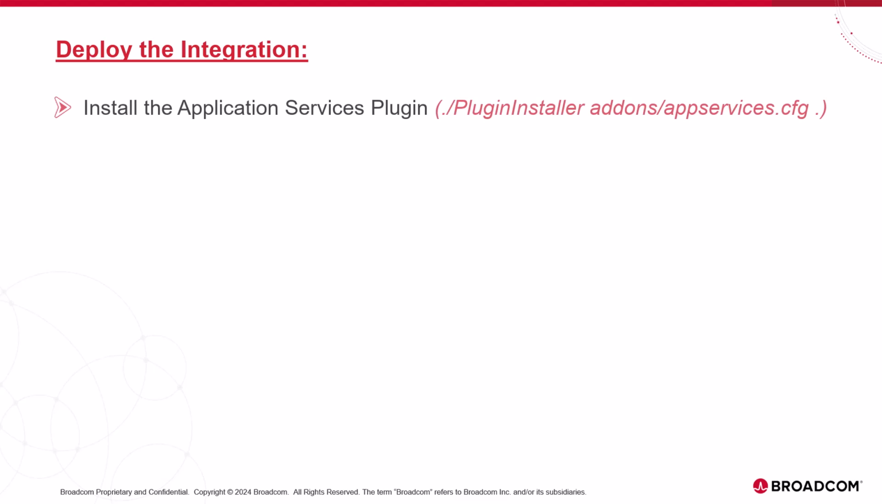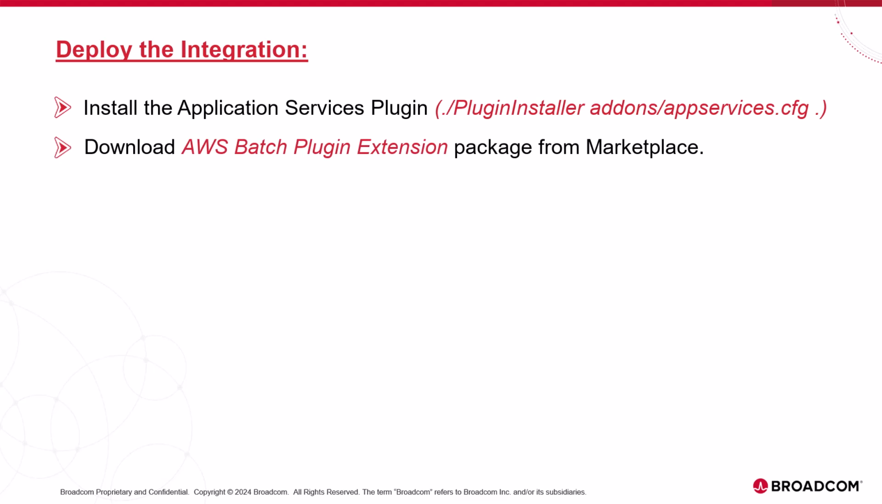Let's look at how to deploy the integration. First, ensure we have the Application Services plugin installed as a prerequisite. The Application Services plugin and Pojo extension have the CFG extension. In older agent versions, you might encounter a PAK file instead. Next, download the plugin extension package from the marketplace. This package contains all the necessary elements. Unzip the package and extract the content into a temporary folder.